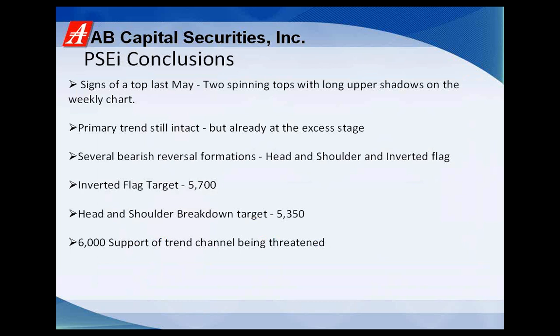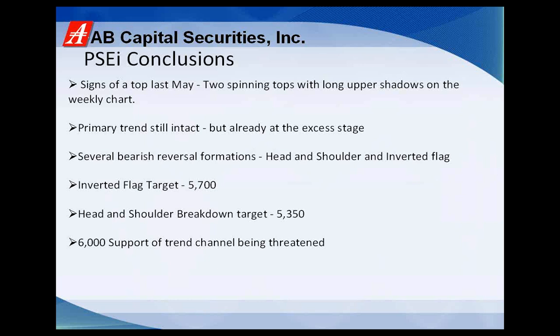Now, in conclusion, using what we learned today in the webinar, these are the conclusions. There were some signs of a top last May with the two spinning tops that had long upper shadows on the weekly chart. The primary trend is still okay, it's still intact, but we believe that based on the three phases of the primary trend, we're very close to the excess stage of the primary trend.